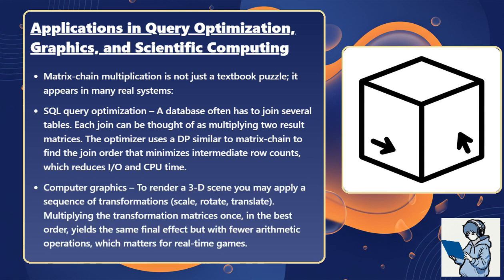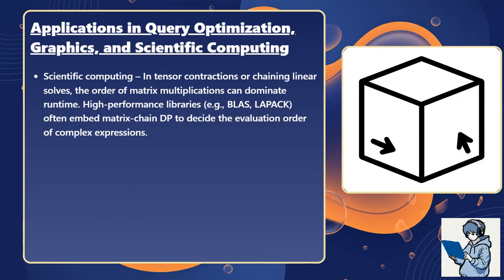Computer graphics: to render a 3D scene, you may apply a sequence of transformations. Scale, rotate, translate. Multiplying the transformation matrices once in the best order yields the same final effect but with fewer arithmetic operations, which matters for real-time games. Scientific computing: in tensor contractions or chaining linear solves, the order of matrix multiplications can dominate runtime. High-performance libraries, for example BLAS and LAPACK, often embed matrix chain DP to decide the evaluation order of complex expressions.